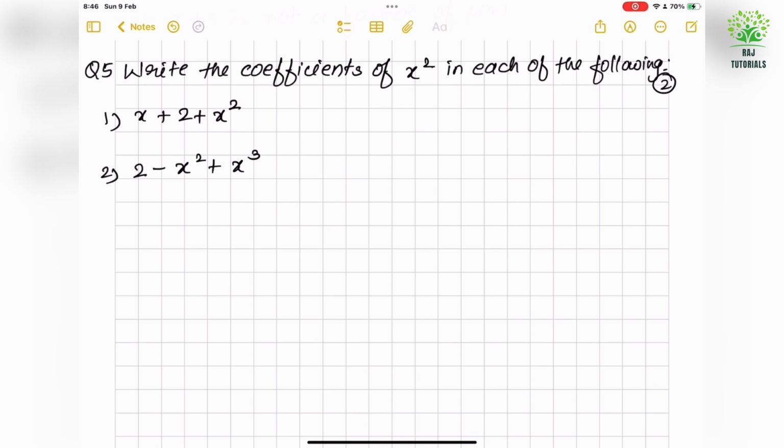Now the next question says write the coefficients of x square in each of the following. The coefficient of x square in the first one, that is x plus 2 plus x square. The coefficient means the value which is written before x square, along with the sign. Here nothing is written, so I can write 1x square. So the coefficient of x square is 1. In the same way, in the second one, the coefficient of x square will be minus 1.